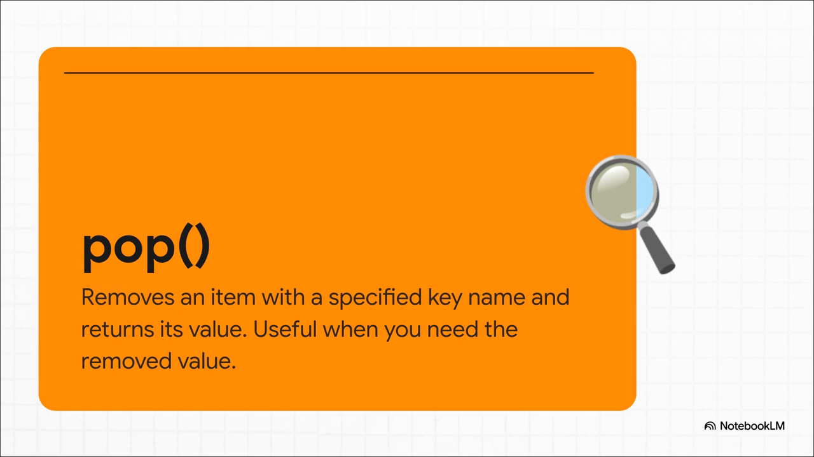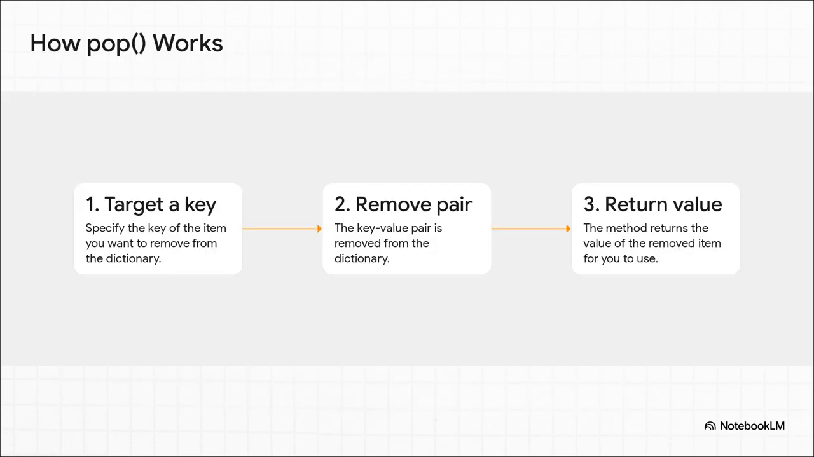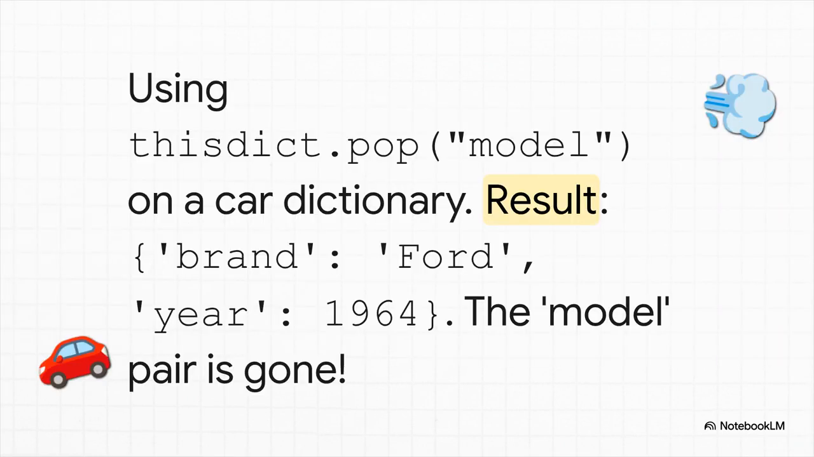It removes an item you point to, using its key, of course, and it hands you back the value that went with it. This is a game changer for those times when you need to get rid of something, but you also need to use that piece of data right away. The whole process is super simple but really powerful. It's just 3 steps. 1, you target a key. 2, pop zaps that key value pair right out of the dictionary. And 3, and this is the magic part, it gives you the value back. That means you can pull some data out and immediately use it for something else, all in one super clean move.